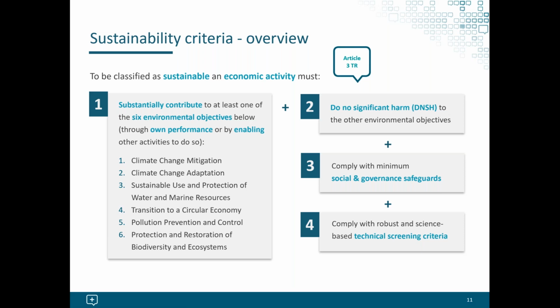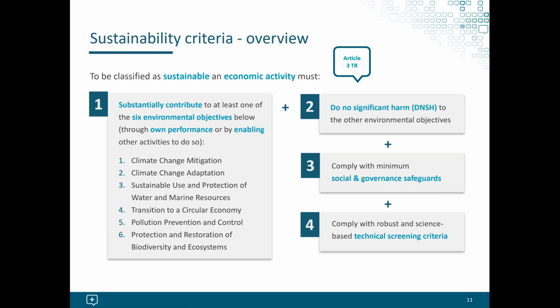The second is that the activity must not do any significant harm to any of the other environmental objectives. And the rationale for this is that an economic activity which mitigates climate change can't at the same time do harm to another objective. So for example, you can't produce renewable electricity if in the processes it harms water and marine resources, as that wouldn't be sustainable. So the taxonomy really sees the 6 environmental objectives as intrinsically linked.